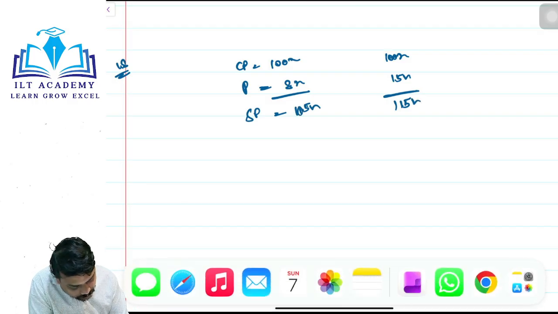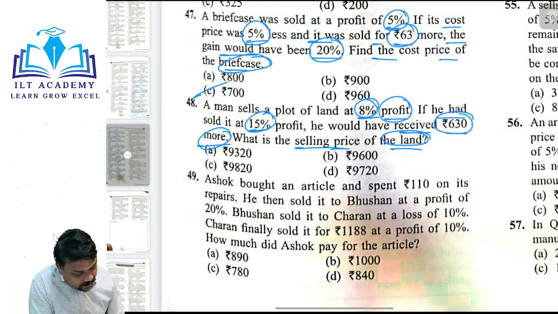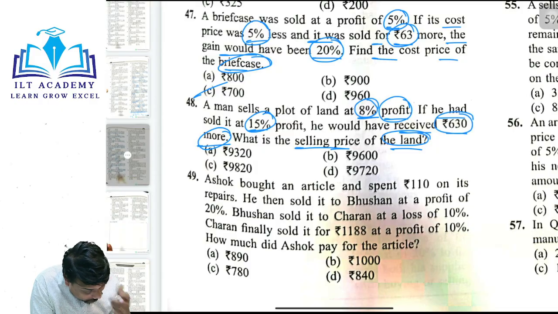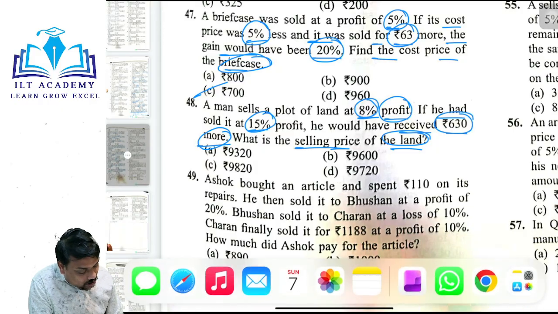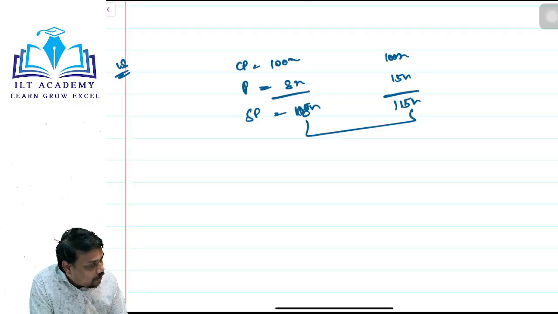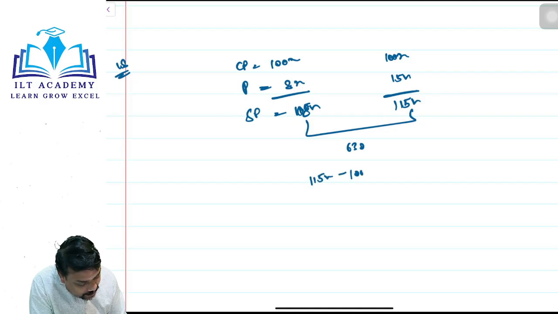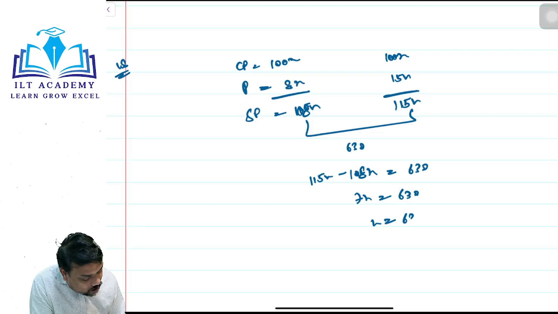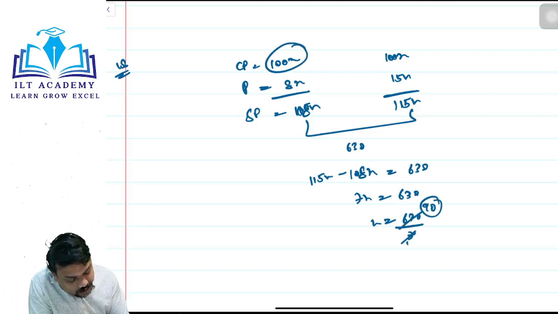108x, 115x. Now he is told that he would have received 630 rupees more. What do you mean by 630 rupees more? By selling more, he received what? 630 rupees more. दोनों का difference. So 115x minus 108x is equal to what? 630. That is 7x is equal to 630. X is equal to 630 divided by 7. X is 90. X 90 है बोले तो ये कितना हो जाता? 100 into 90, 9000.